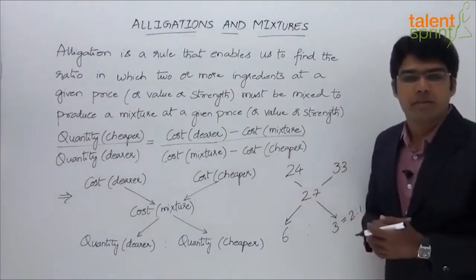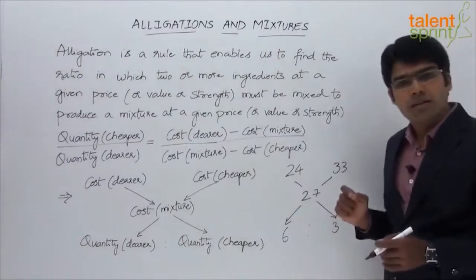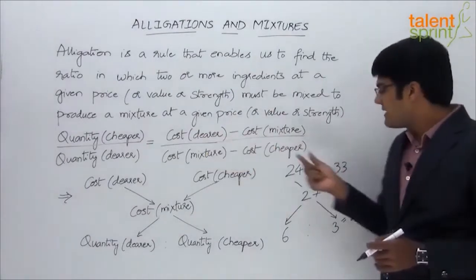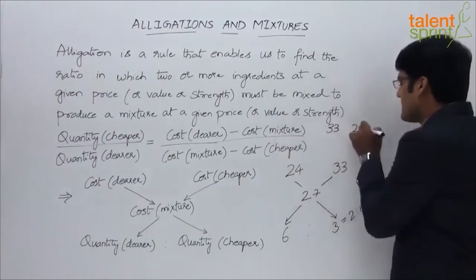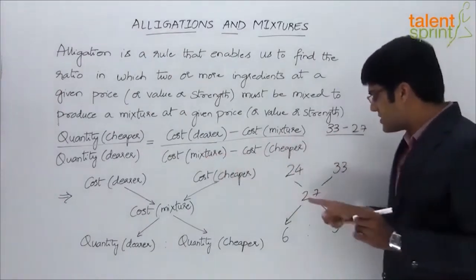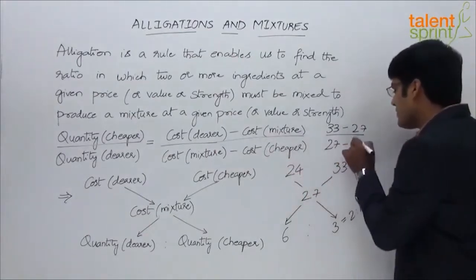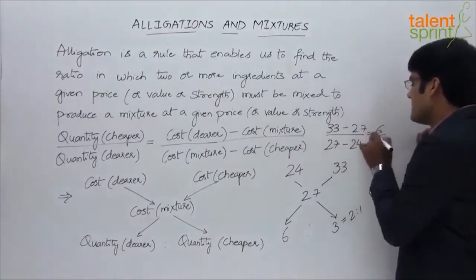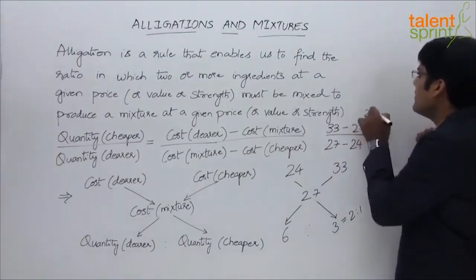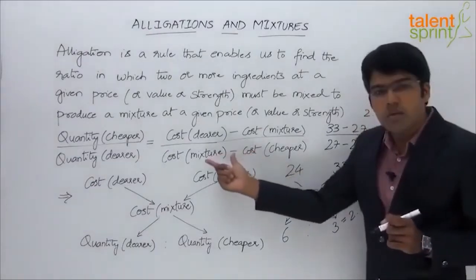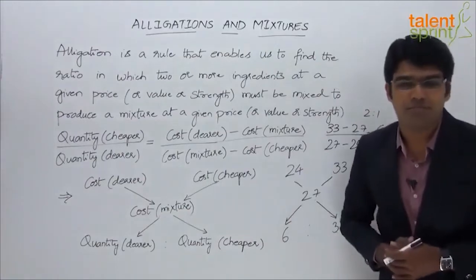So this is the basic application of the alligation rule, and the same can also be obtained using the given formula, right? For example, cost of the dearer, this is nothing but 33, minus the cost of the mixture, 27, divided by the cost of the mixture, 27, minus the cost of the cheaper quality of wheat, 24. This is again 33 minus 27, which is 6. 27 minus 24 is 3. So 6 by 3 is equal to 2:1. So either we can use the equation or the pictorial representation of the alligation rule to solve the questions based on mixtures.